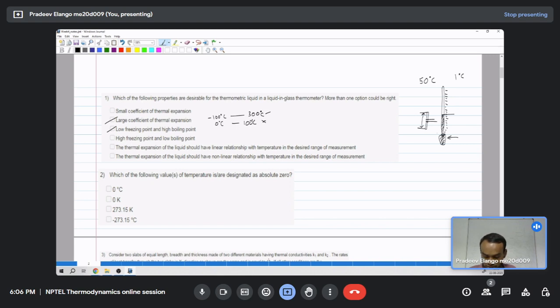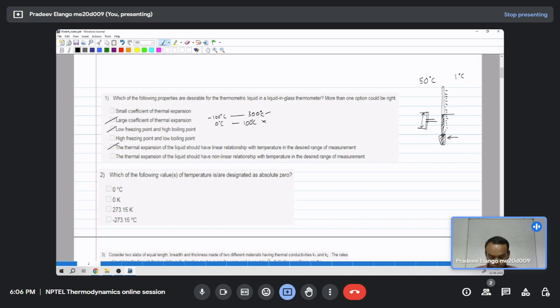The fifth and sixth options are that the thermal expansion of the liquid should have a linear or a non-linear relationship with the temperature. If the relationship is non-linear, then the graduation also has to be non-linear. Generally for any instrument it is better to have linear graduations so that it is easy for the user to interpret. So a linear relationship between thermal expansion and temperature is desirable. These three are the desirable properties.